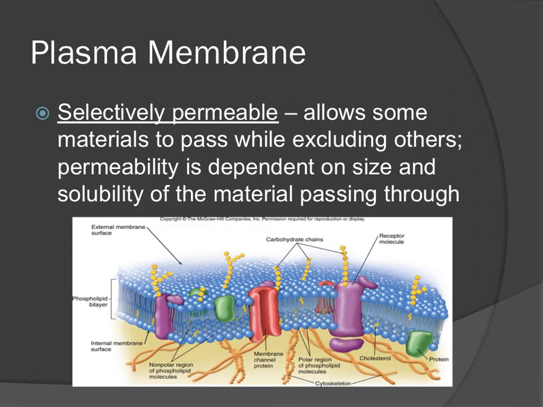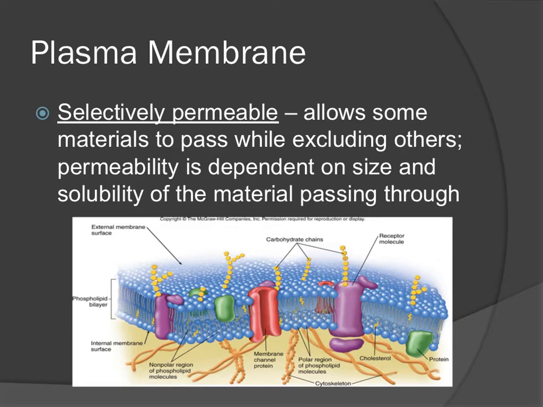So a term that you may be familiar with is selectively permeable. This selectively permeable means that the plasma membrane allows some materials to pass while excluding others. Now, permeability is dependent on size and solubility of the material passing through it. So here the phospholipids make up the double layer, which is the phospholipid bilayer, and it is semi-permeable. So they have a phosphate head and two fatty acid tails.